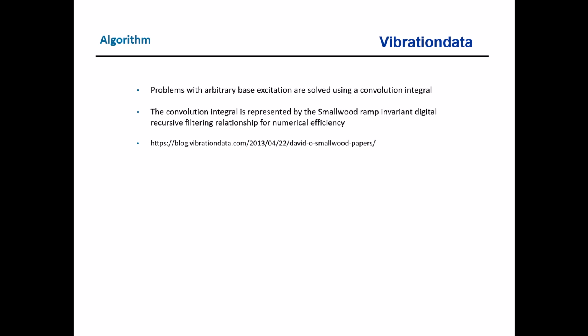method is going to be the Smallwood ramp invariant digital recursive filtering relationship. It's very efficient and it's very stable. Being a numerical method, it will not give the exact answer, but it will give the nearly exact answer. And I've got a link there that you can go to look up Smallwood's several papers, including his original one on the ramp invariant digital.